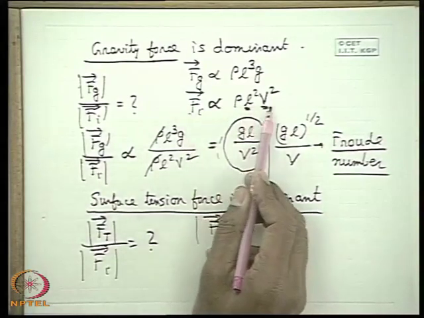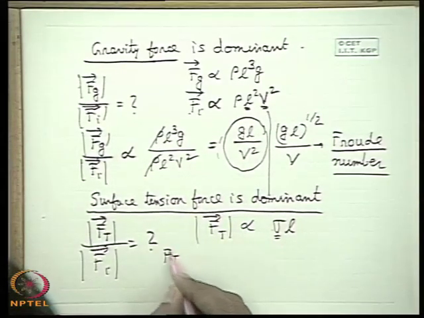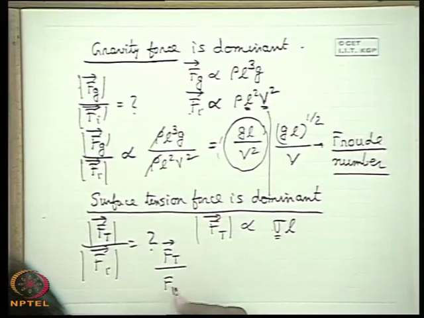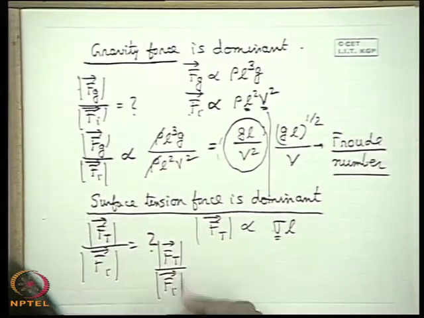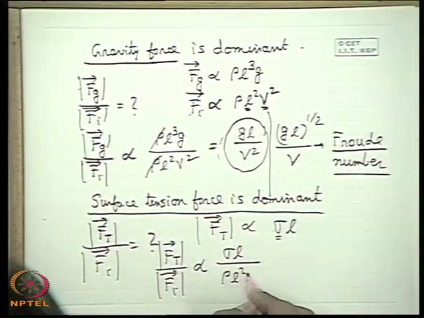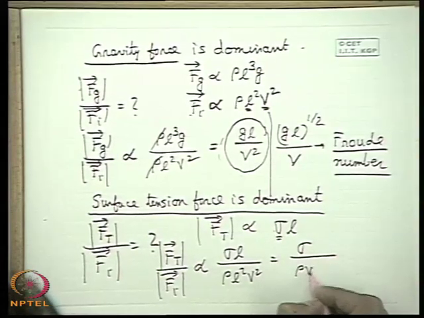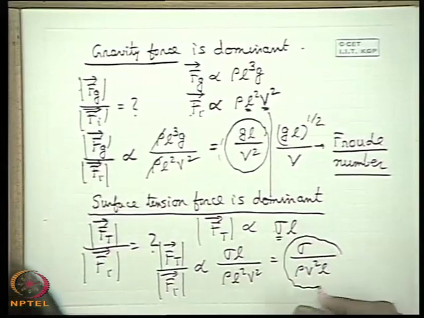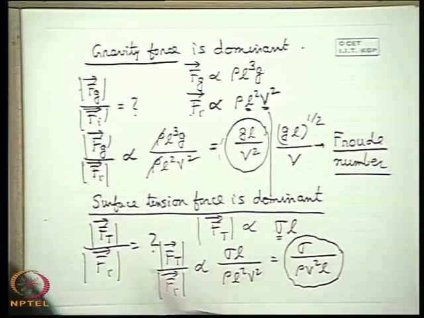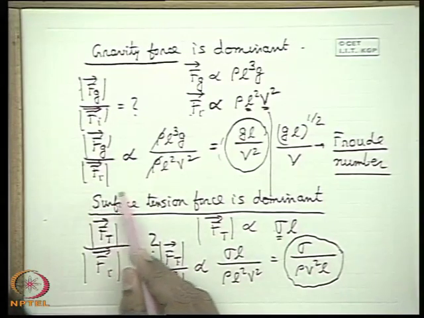Fi is proportional to rho L square V square. So, this ratio ultimately, that is again if I write Ft by Fi, the magnitude ratios of these two forces is proportional to sigma L divided by rho L square V square. That means this is equal to sigma by rho V square L. So, this is the dimensionless term which represents the magnitude ratio of surface tension to inertia force, has to be kept constant in two different systems where surface tension force is dominant.